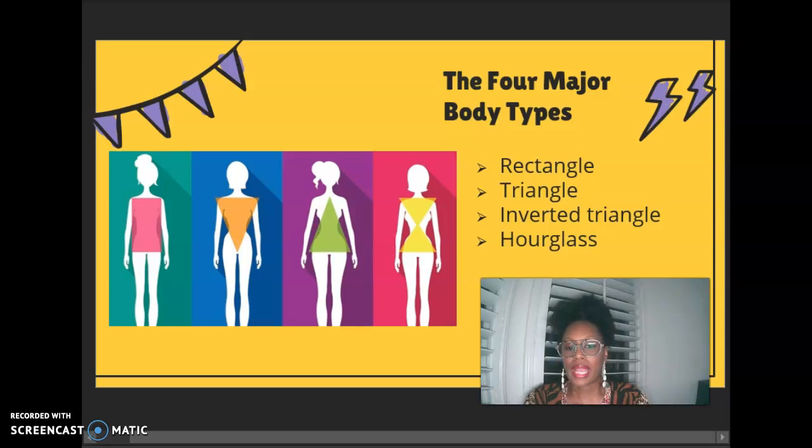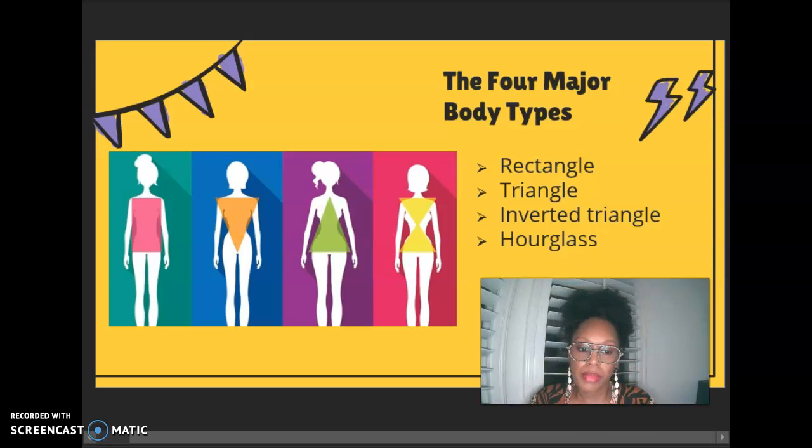So, okay, so the 4 major body types, right? The 4 major body types are here. They are rectangle, triangle, inverted triangle, or hourglass. Inverted triangle is sometimes also referred to as a pear shape. So you may have not heard inverted triangle. You may have heard pear shapes.